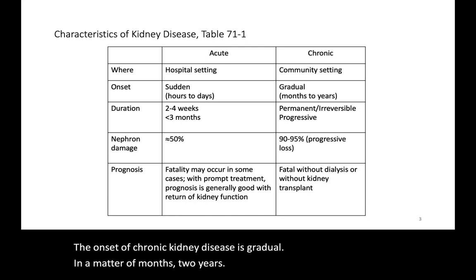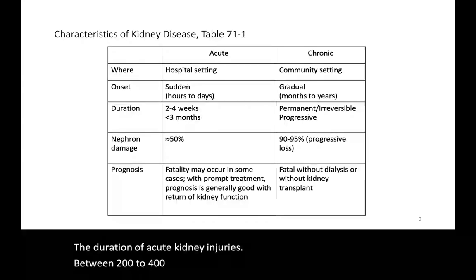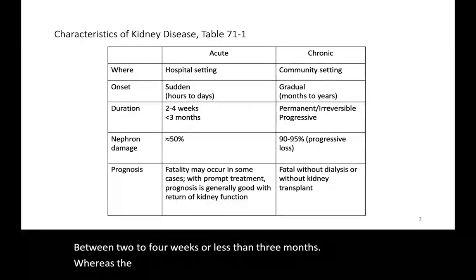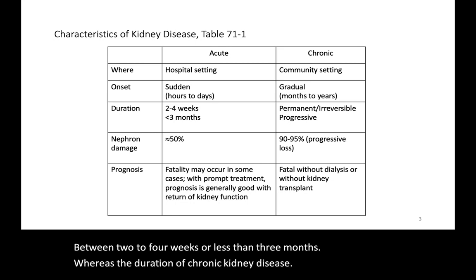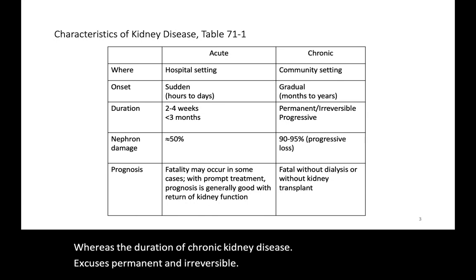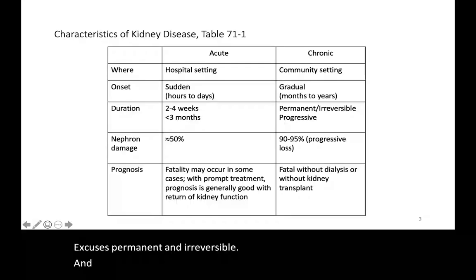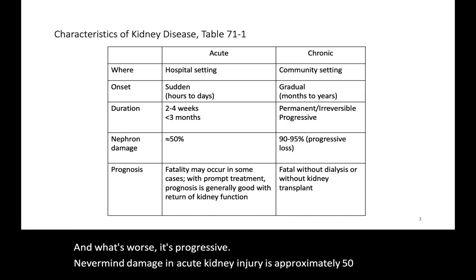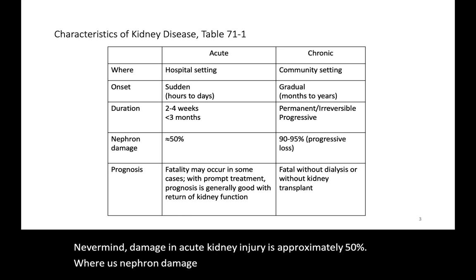The duration of acute kidney injury is between 2 to 4 weeks or less than 3 months, whereas the duration of chronic kidney disease is permanent and irreversible, and what's worse, it's progressive. Nephron damage in acute kidney injury is approximately 50%, whereas nephron damage in CKD is between 90 to 95%.